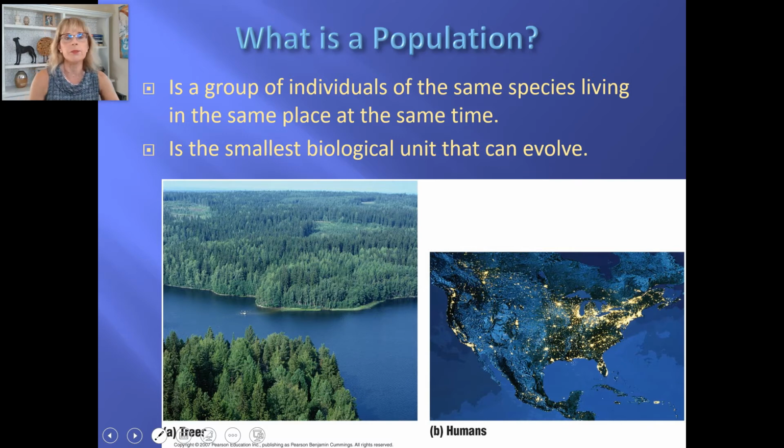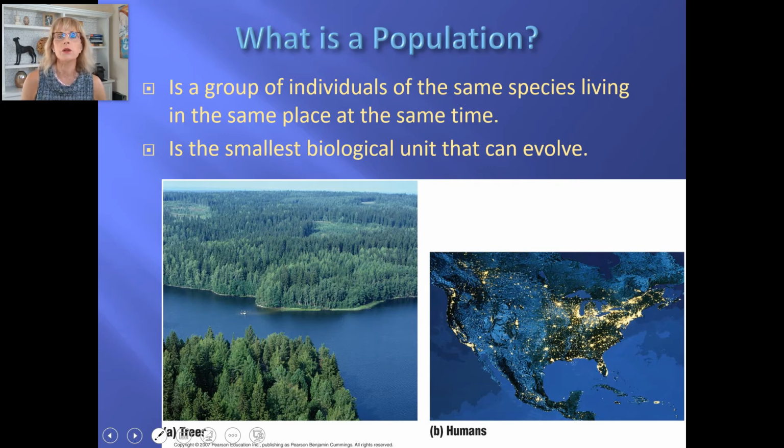Let's look at these two examples. Let's imagine that there is a California ground squirrel population that lives here and a California ground squirrel population that lives here. There is water, ocean, between these two populations.